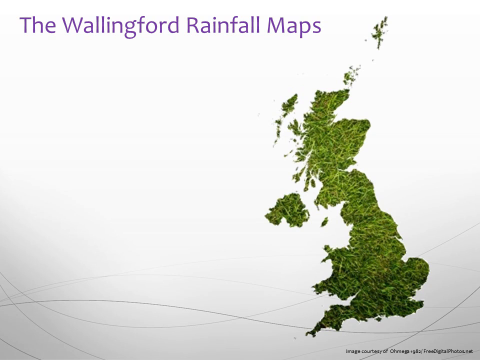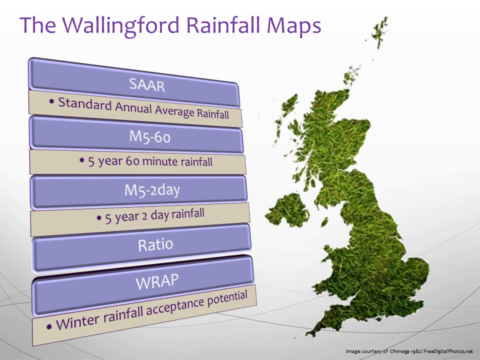As already mentioned, the meteorological data is available from a set of Wallingford rainfall maps. These maps, which include the entire British Isles, include the Standard Annual Average Rainfall, or SAR, which is expressed as the total rain falling in a year and reflects the wetness of the area. Two other maps show the 5-year return period rainfall with a duration of 60 minutes and a 5-year return period rainfall with a duration of 2 days.